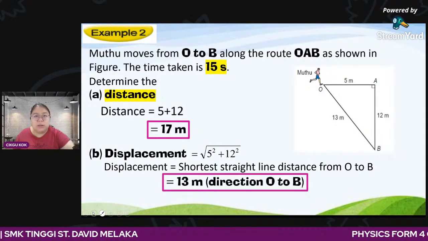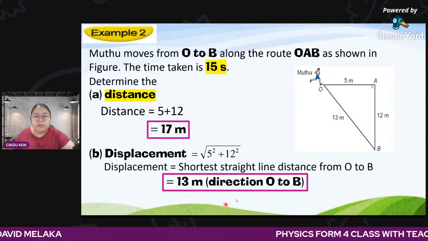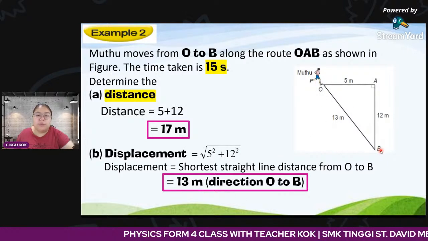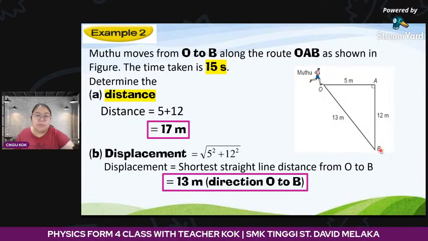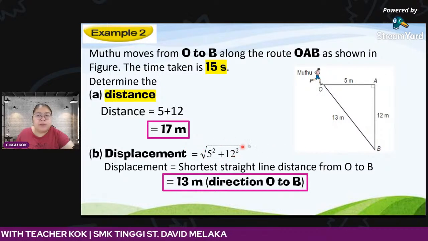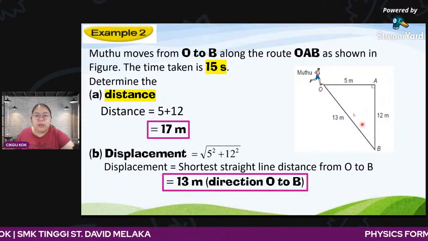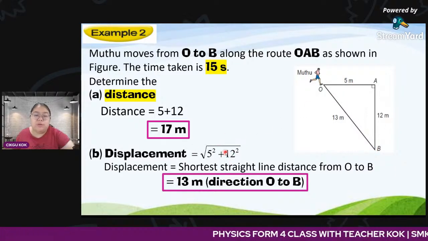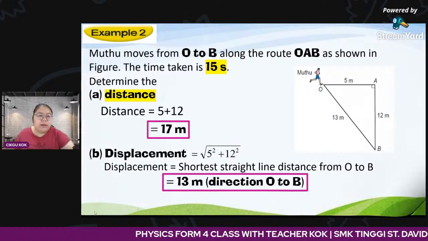There's 13 meter. Okay, after that, the direction is where? From O straight forward, go to the B. So that one we call it displacement. Yeah, remember this one method. If you want to find the displacement, and there's a perpendicular triangle, that means you can use the theorem by Pythagoras. Okay, then we go to the next.